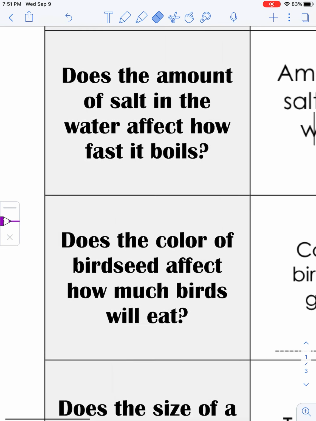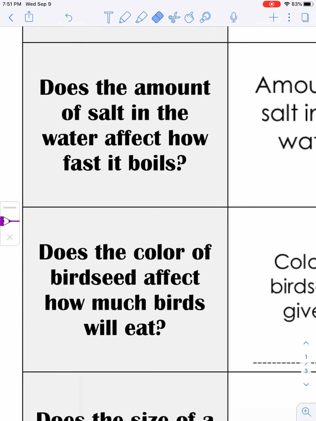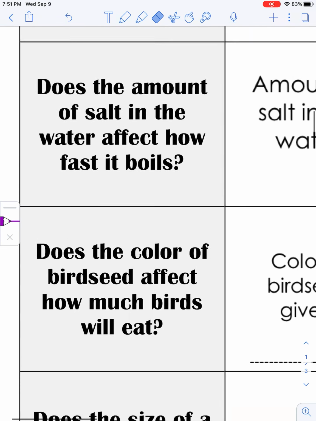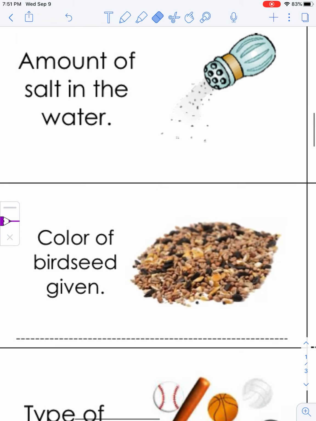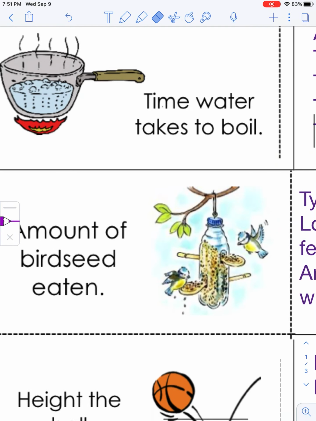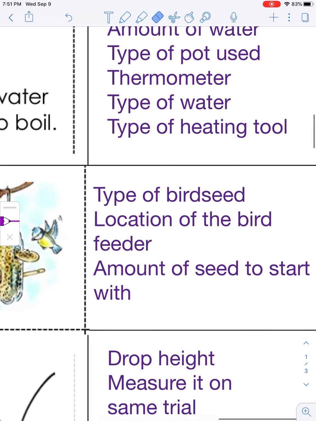All righty. So does the color of birdseed affect how much birds will eat? All right, so what we are purposely changing is the color of the birdseed. What we're going to measure then will be the amount of birdseed eaten. So what do you have to keep the same?